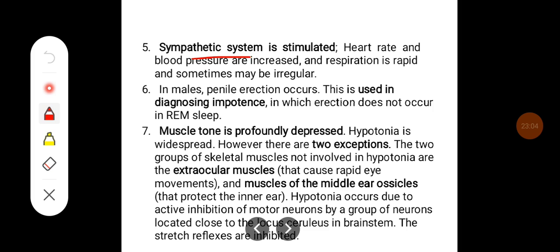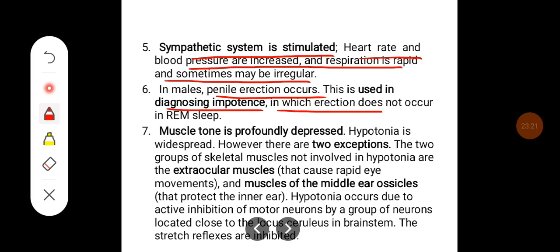There will be sympathetic system stimulated, the heart rate and the blood pressure are increased, and respiration is rapid and sometimes may be irregular. In males, penile erection occurs. This is used in diagnosing impotence, in which erection does not occur in REM sleep. The muscle tone is profoundly depressed. Hypotonia is widespread. However, there are two exceptions.